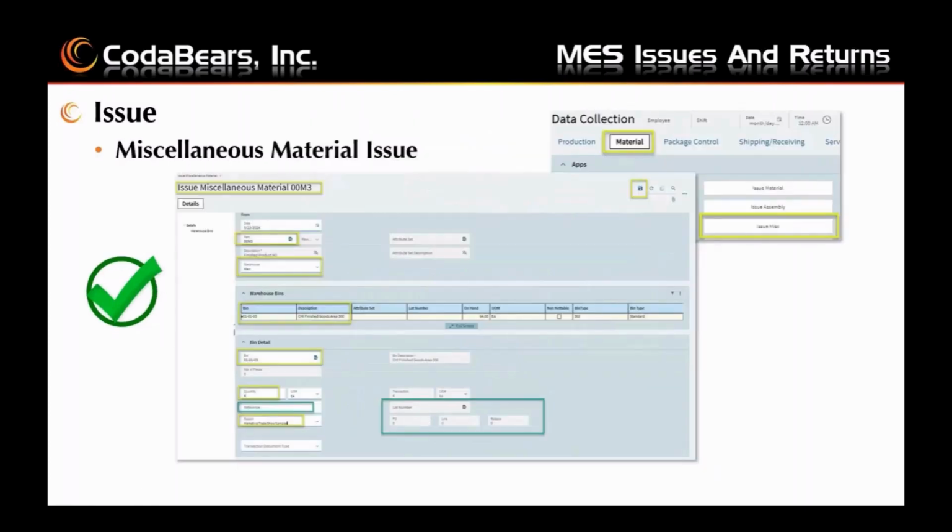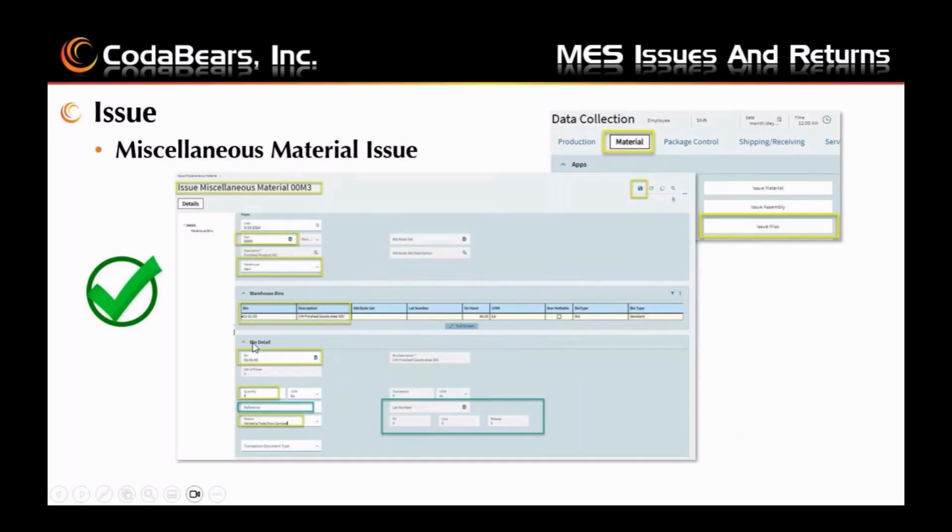Miscellaneous material issue is used to issue miscellaneous parts from inventory. So on the main data collection screen with the material tab, you have the issue miscellaneous button. You can search for a part in this case instead of a job, or you can type a part if you'd like to, and then you can choose the warehouse from the drop-down box.